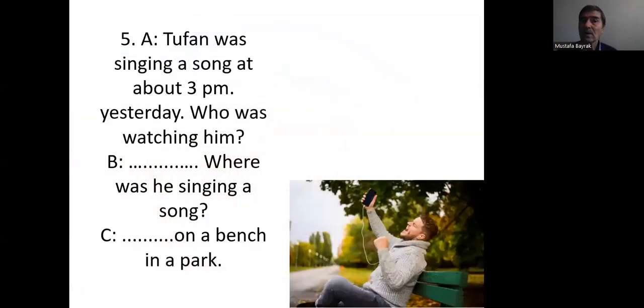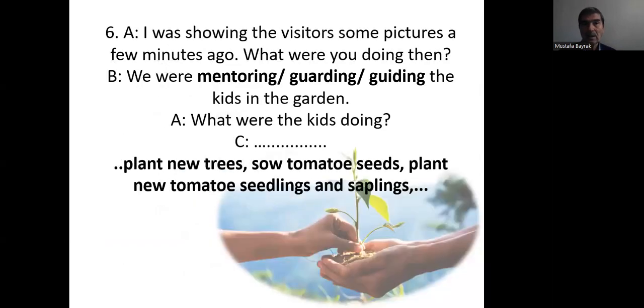Dialogue 5. Tufan was singing a song at about 3 p.m. yesterday. Who was watching him? His mother Helen was watching him. Where was he singing a song? He was singing a song on a beach in a park. I was showing the visitors some pictures a few minutes ago. What were you doing a few minutes ago? Or what were you doing then?